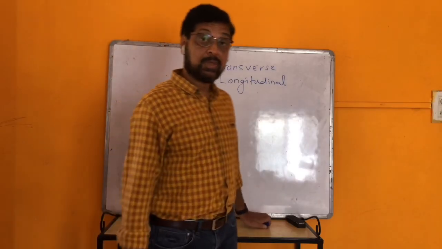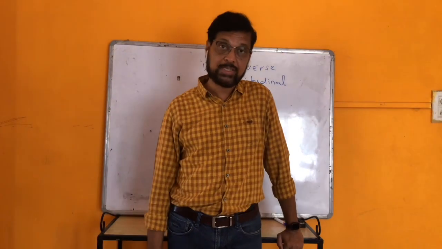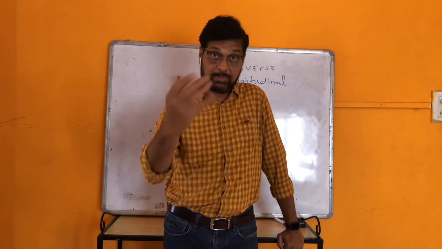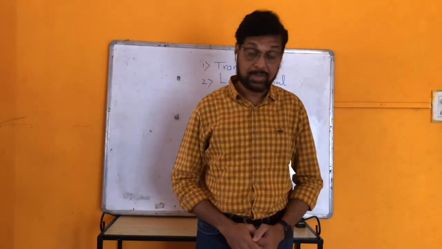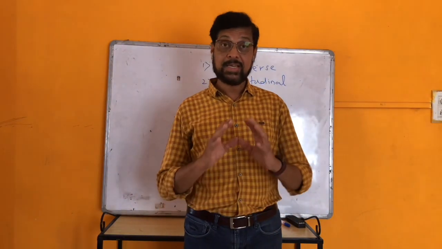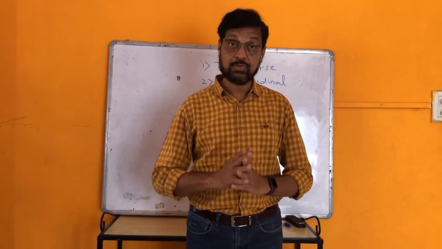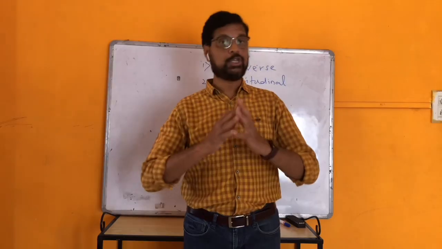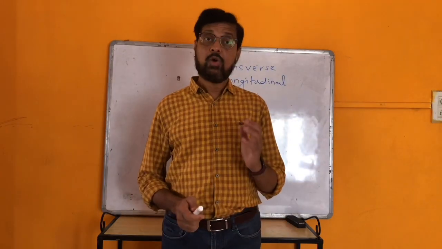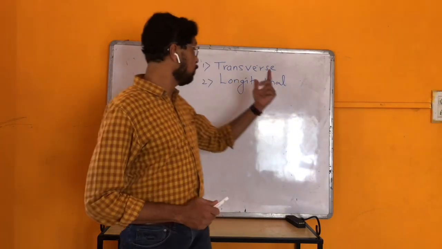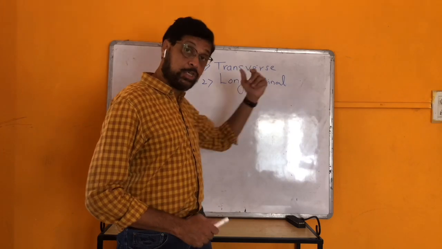So simple harmonic progressive waves, you know what is meant by a simple harmonic progressive wave. They are basically primarily classified into two types, that is transverse wave and a longitudinal wave. Now what do you mean by a transverse wave and a longitudinal wave?